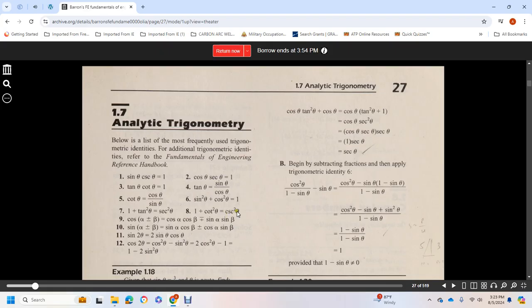Cosine of A plus or minus B is equal to cosine A cosine B minus or plus sine A times sine B. Sine of A plus or minus B is equal to sine A cosine B plus or minus cosine A sine B. Sine 2 theta is equal to 2 sine theta cosine theta. Cosine 2 theta is equal to cosine squared theta minus sine squared theta, equal to 2 cosine squared theta minus 1, equal to 1 minus 2 sine squared theta.